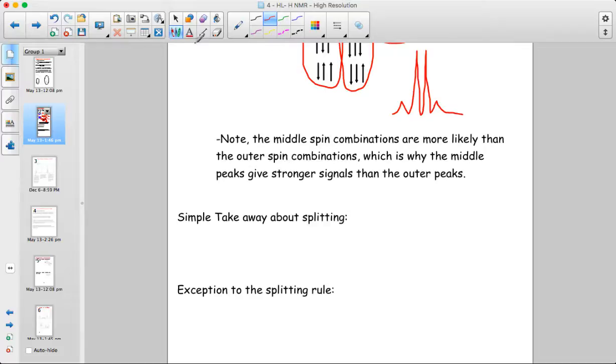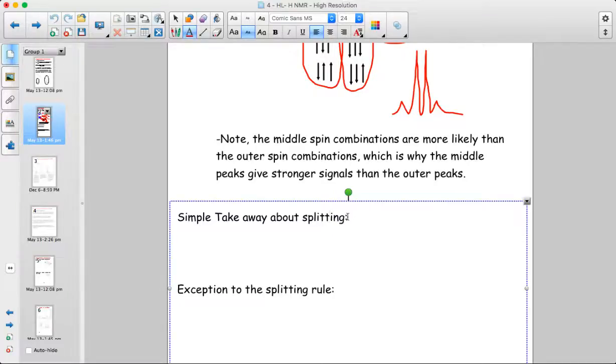The really simple takeaway thing to remember is that the number of peaks equals the number of neighboring H atoms plus one. So if you're next to zero hydrogens, then you see one peak. If you're next to two hydrogens, you see three peaks, and so on. The other thing to remember is the exception.